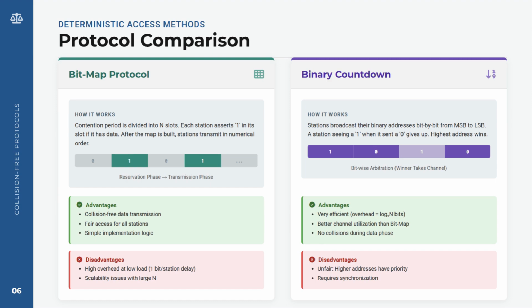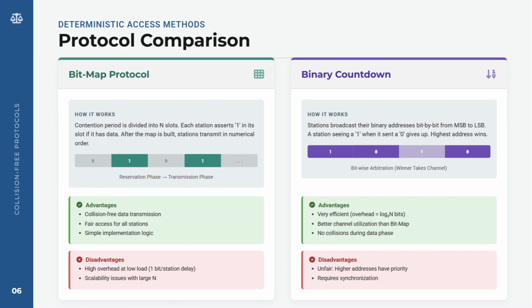In the transmission phase, stations send data in numerical order based on the bitmap. This ensures that no collisions occur during the data transmission phase. The advantages of this protocol include fair access and collision-free communication. However, it also has disadvantages. If only a few stations want to transmit, the protocol still wastes time checking all slots, which creates overhead. This makes the protocol less efficient in networks with many stations but low traffic.